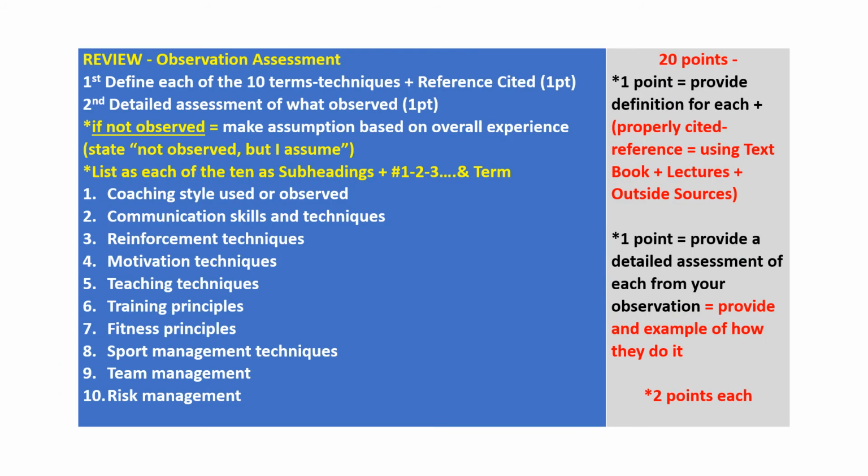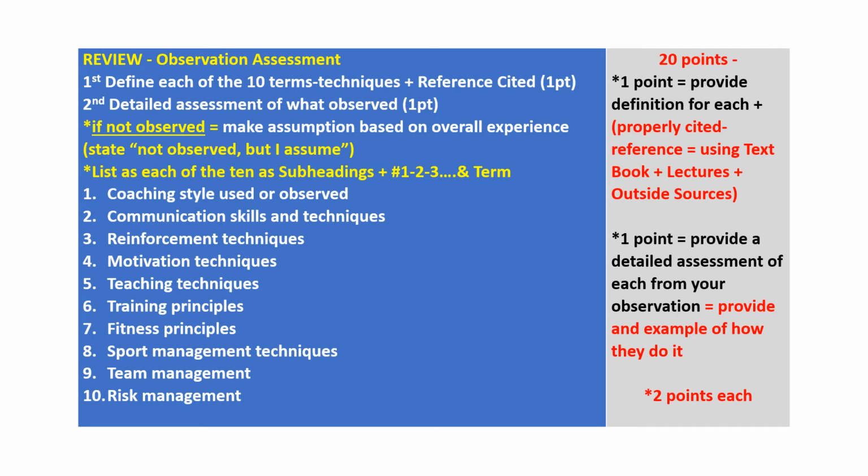All right, the review section, 20 points total here. Real simple. There are 2 parts to it. I want you to take each of the 10 terms and give me a definition of each of those, so you demonstrate you know what those are, because these are all things you're going to have to cover in detail on your final portfolio. Second part of that, though, you need to cite a reference with that. I want you to use the textbook and the lectures or some outside sources that you've been using to get those definitions. So as always, APA style, cite that. That's worth a point. The definition and the citation.